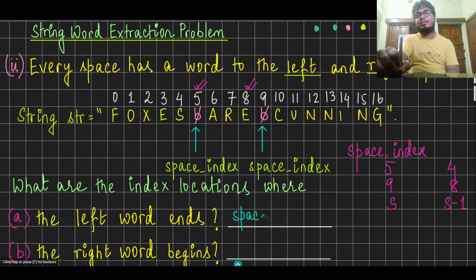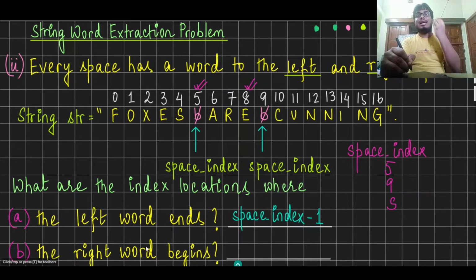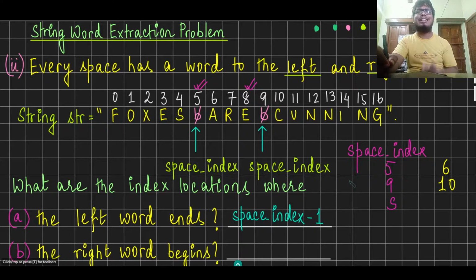Space index minus 1. Now, let us try to find another thing. So, what is the index from where the right word begins? When the space index is 5, the right word begins from index 6. Let me use a different color. And when the space index is 9, the right word begins from the index 10. Similarly, if we have the space index as S, what do you think the index from where the right word begins would be?